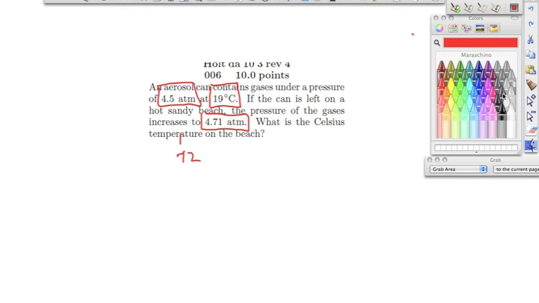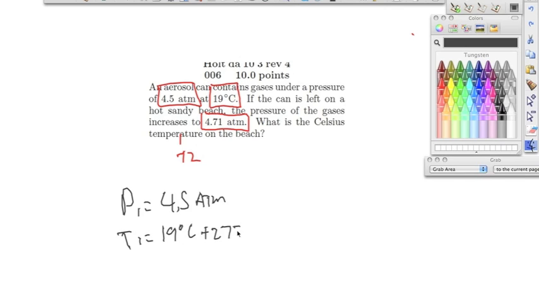So we first have to write down what we're given. We're given a pressure 1 of 4.5 atmospheres. We're given a temperature 1 of 19 degrees Celsius, which we know that we have to add 273 because we can only do our math in Kelvin, which we add 273 to it, and we get 292 Kelvin. Okay, and then we have our P2, our second pressure, of 4.71 atmospheres.